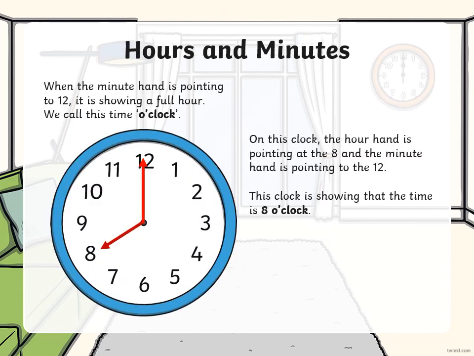When the minute hand is pointing to 12, it is showing a full hour. We call this o'clock. On this clock, the hour hand is pointing at the 8 and the minute hand is pointing to the 12. This clock is showing that the time is 8 o'clock. Can you see the dark red hand pointing at the 8? Can you see the bright red hand pointing at the 12? Anytime that bright red minute hand is pointing at the 12, it will be o'clock.